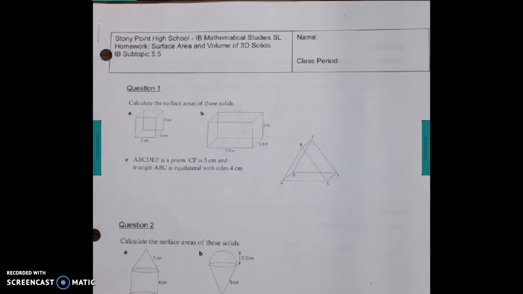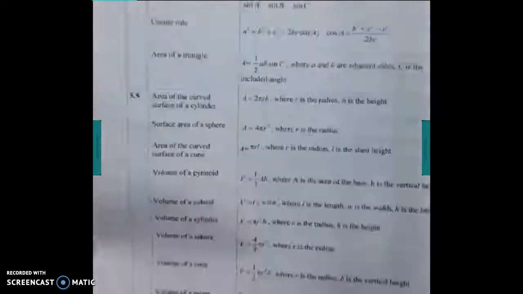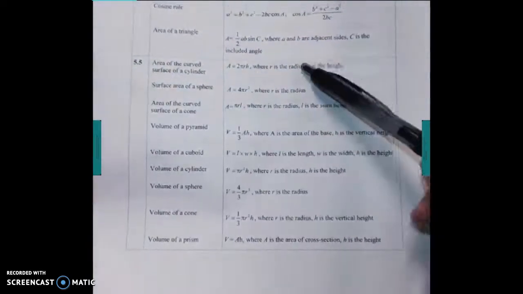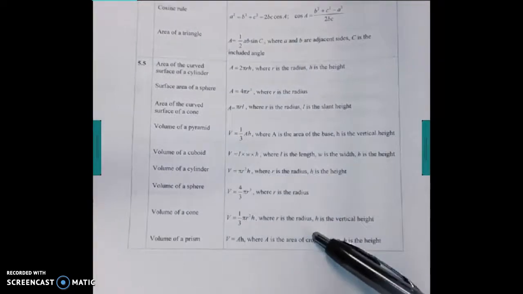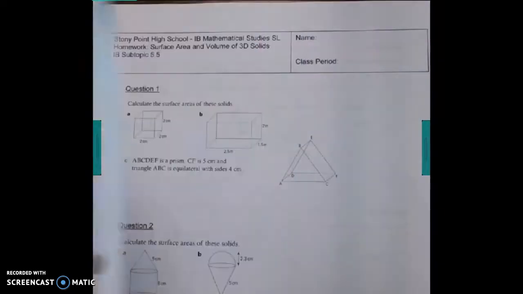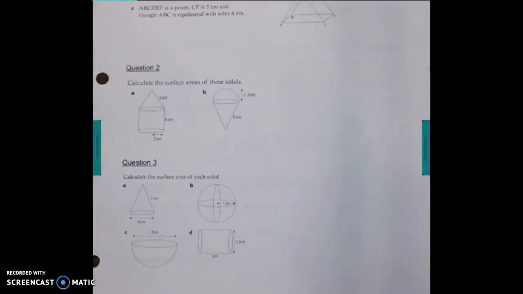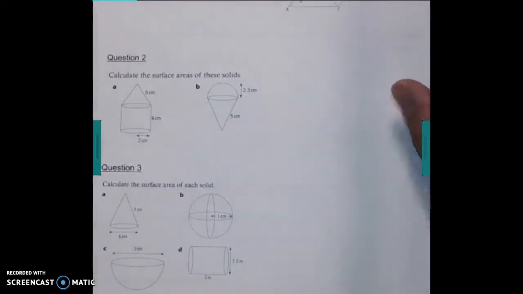So today the formula chart is going to be your best friend because, as you can see, there's lots of different formulas for surface area and volume. The trick's going to be figuring out which one's appropriate in which situation. So I'm going to start with question 2 here because this is a kind of a weird surface area question. And what it says is, calculate the surface area of these solids.